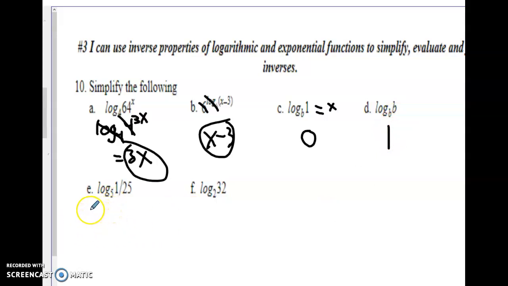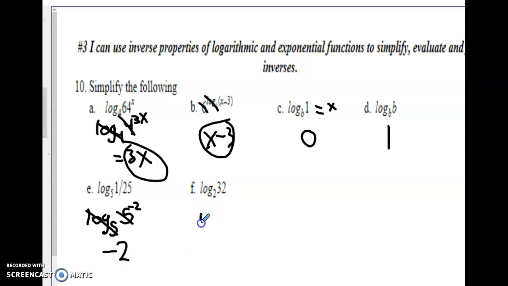This one I've got to change to a power of 5. So I'm going to look at log base 5. Now I want to change 1 over 25 to a power of 5. And I know that 5 squared is 25, but I want 1 over 25. So if I make that a negative 2, then it flips it down to the bottom. So 5 to the negative 2 is what 1 over 25 is equal to. Now it's awesome. Log base 5 and 5 cancels out, and the answer is just negative 2.